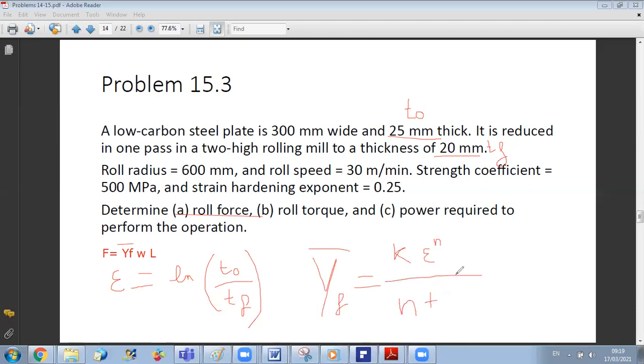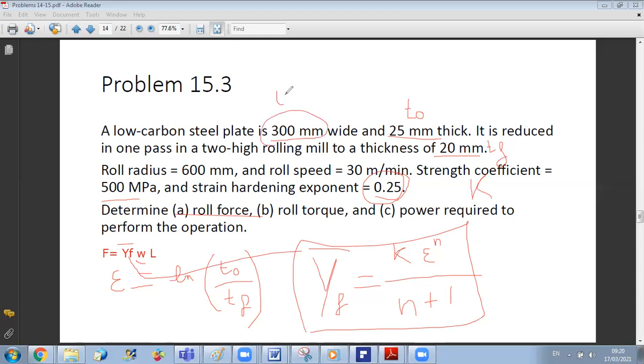So I need the coefficients K and n. This is why they gave me these coefficients. K is the strength coefficient, so K is 500 megapascal, and n is the strain hardening exponent, equal to 0.25. So I replace K and n by their values in this formula. I get the average flow stress. Now I will replace the average flow stress in the force equation. The width of the plate is given, it's 300 millimeters, so this is W.